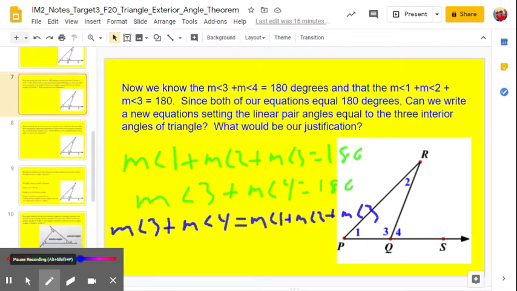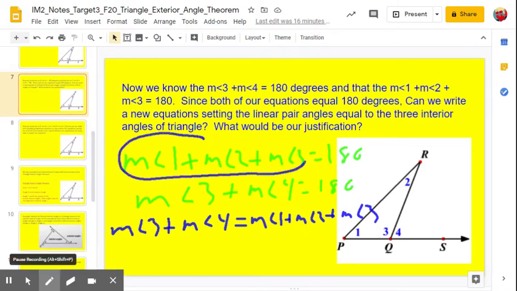So now we get the measure of angle 3 plus the measure of angle 4 equals the measure of angle 1 plus the measure of angle 2 plus the measure of angle 3. What's our justification? Substitution property of equality. Think about it. They both equal 180, right? So I'm taking the measure of angles 1, 2, and 3 and replacing the 180 with it, because they both equal the same thing. So that's the substitution property of equality. I substituted those angles for the 180 in the bottom equation and rewrote our equation.